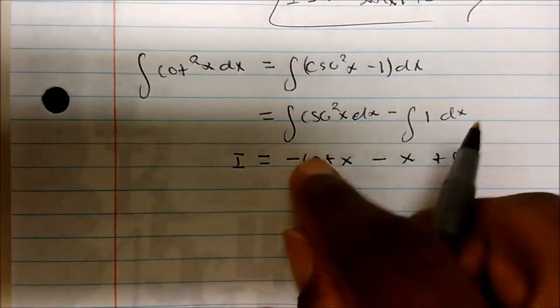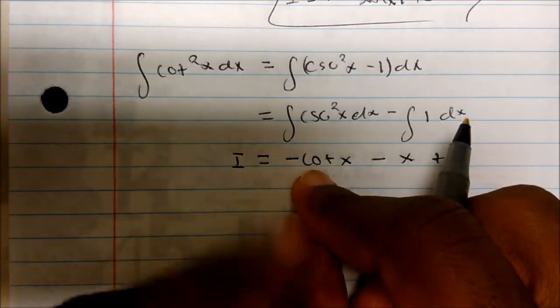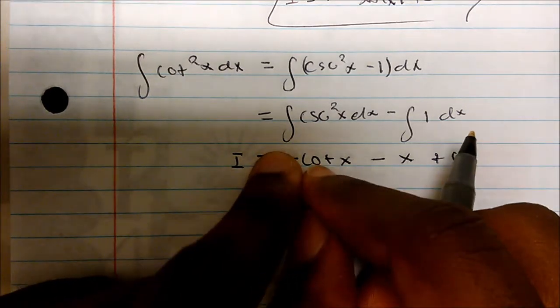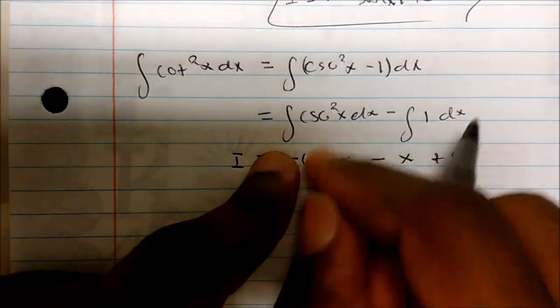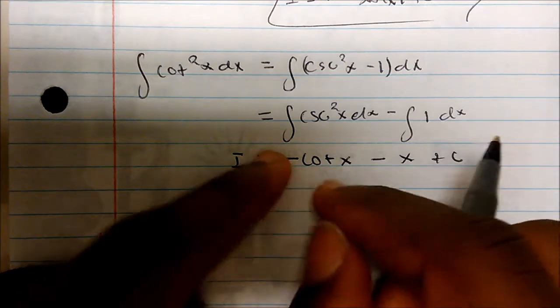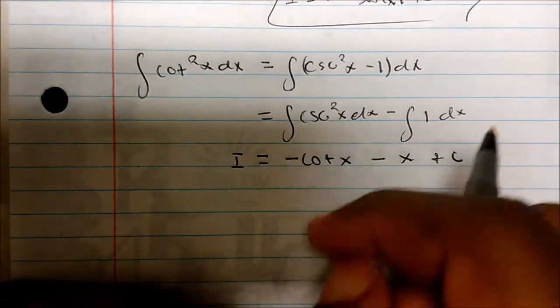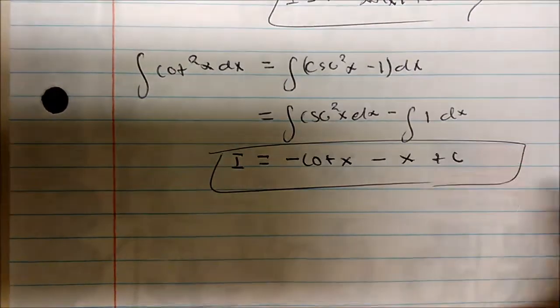Okay, and the reason why we attach our negative on here is because if I take the derivative of cotangent of x without the negative, I get negative cosecant squared of x. Well, if I have a negative out here, negative times a negative is a positive. And so that will give me my original integral back. So that's why it's very important that you attach this negative on here. And so this would be the integral.